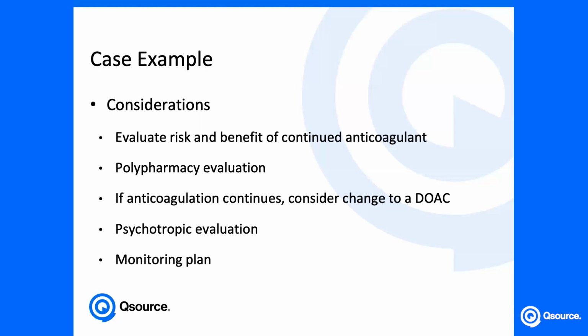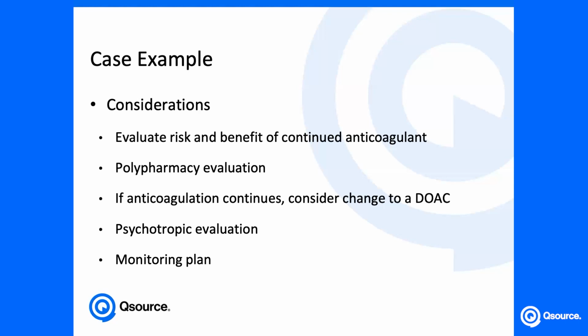If we decide to continue the anticoagulation after doing this risk-benefit, it might be good to consider changing to a direct oral anticoagulant. We have decreased side effects, decreased drug interactions, decreased risk of bleeding. So a lot of benefits to a DOAC in this case. It would be good to talk about why the patient's on warfarin instead of a DOAC. Is it a good reason, or is it a reason that we could maybe reconsider that choice?